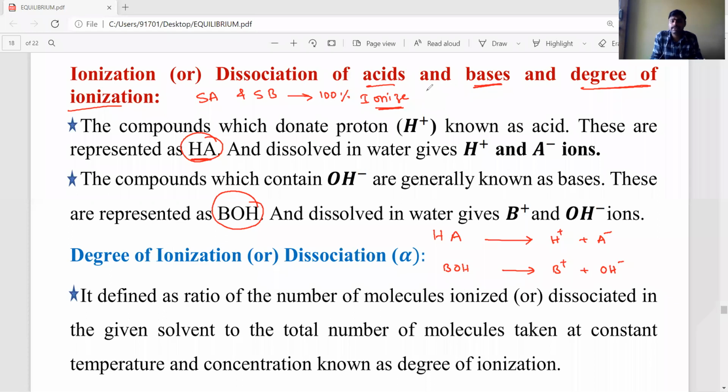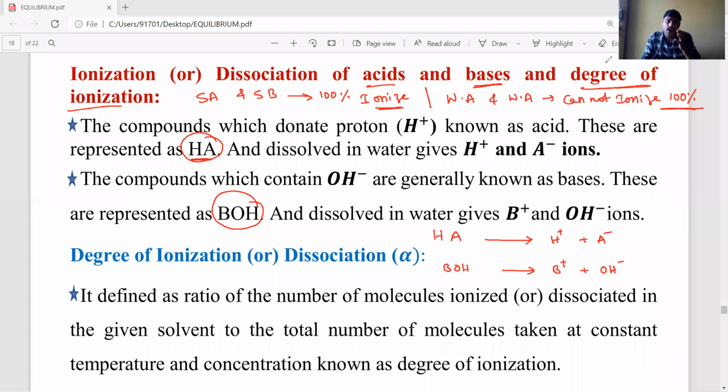But what about weak acids and weak bases? Weak acids and weak bases cannot ionize 100%. Okay? Yes, weak acids and weak bases. That point is very, very important.